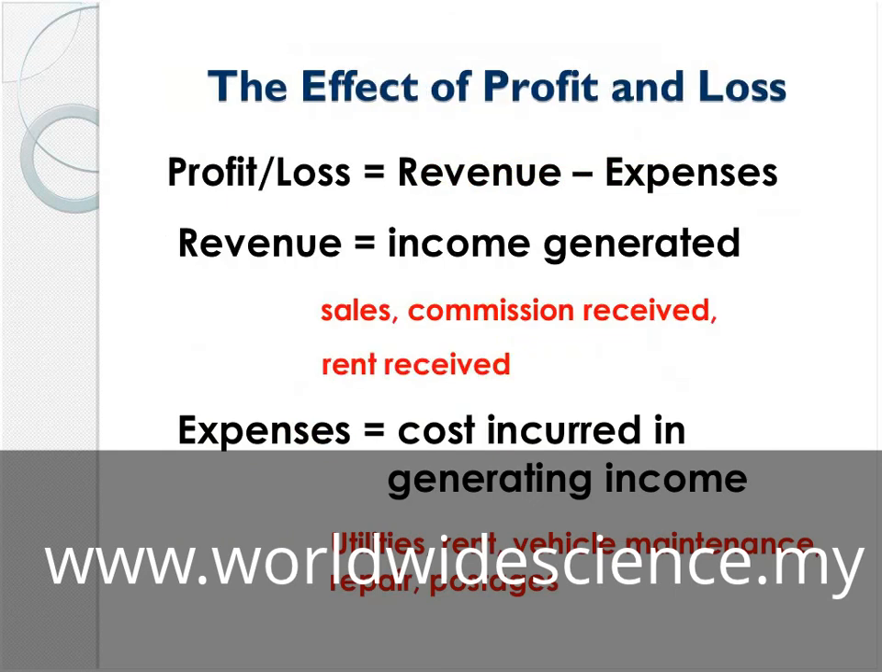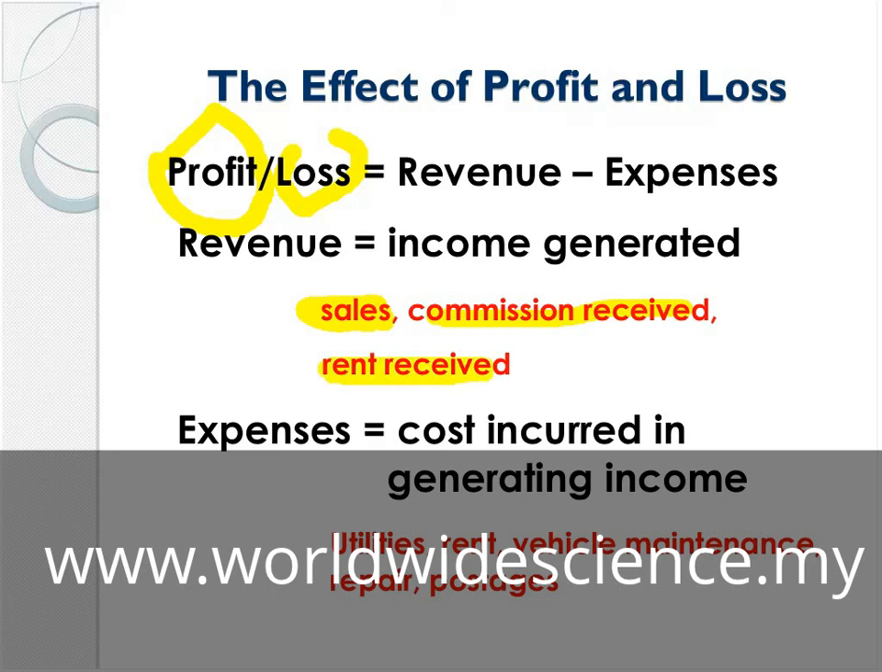So the effect of profit and loss. When we have revenue, revenue means when we sell something, when we have money, right? We have some revenue, and minus expenses will show us the profit, the benefit, or loss. So revenue is the income generated from sales, when we do some business, we sell some products, from commission received, from rent received. For example, we rent out some land or property.